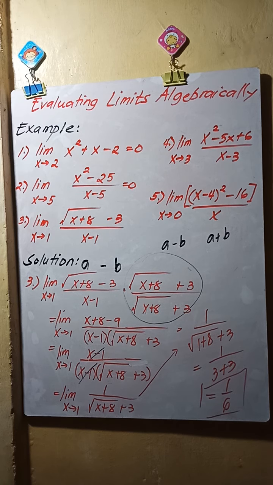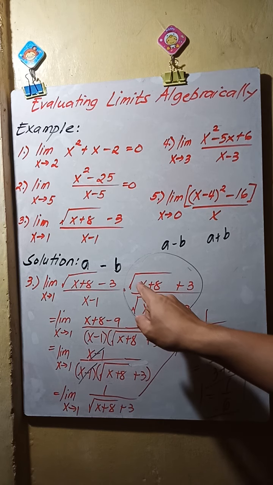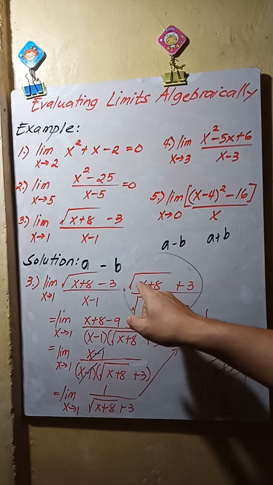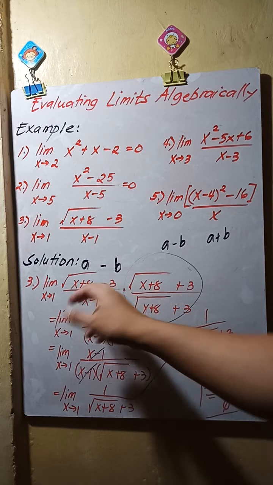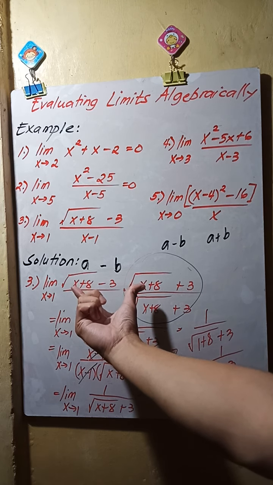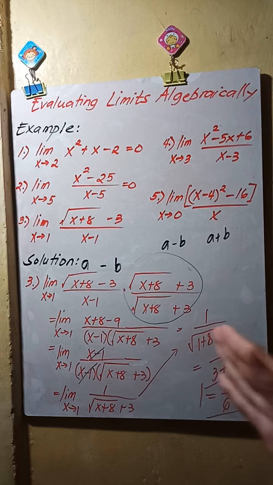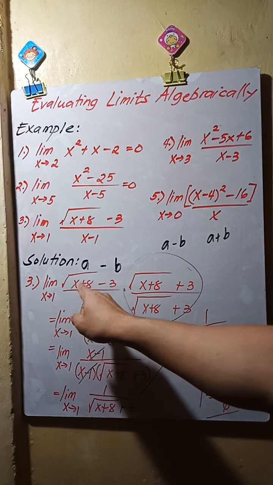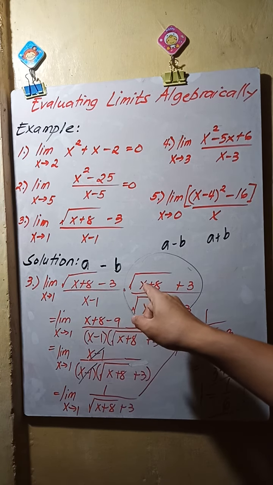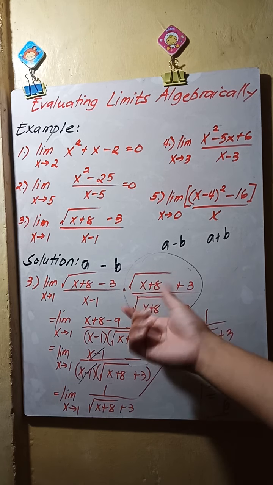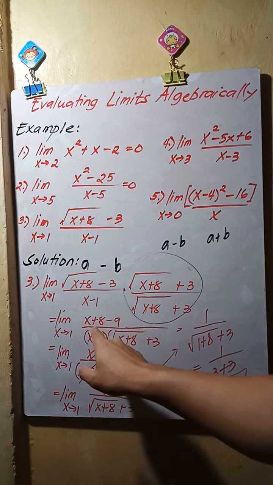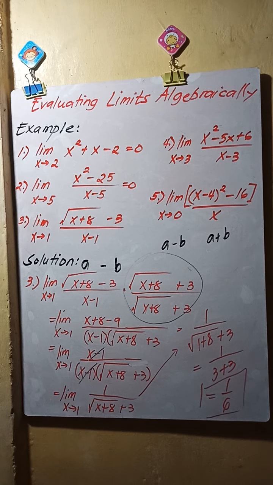So, when you multiply the same radical with the same expression inside the radical, the answer is just the expression inside the radical. For example, the square root of x plus 8 times the square root of x plus 8. When we multiply those two, the answer is just x plus 8.